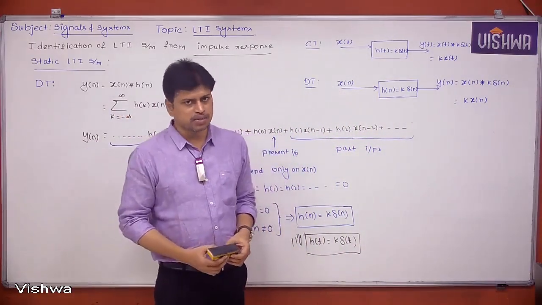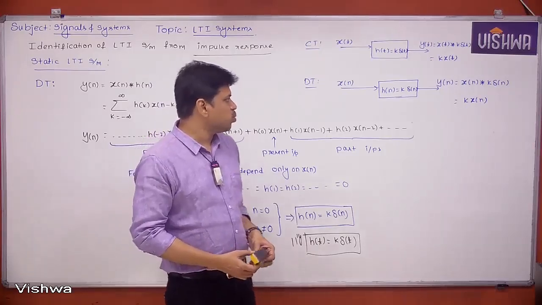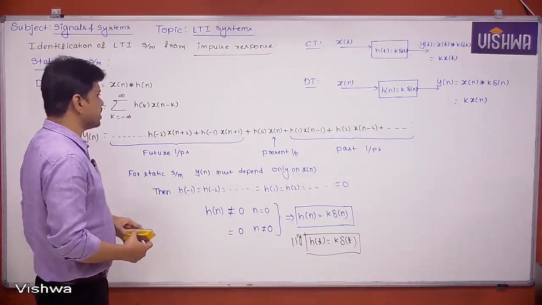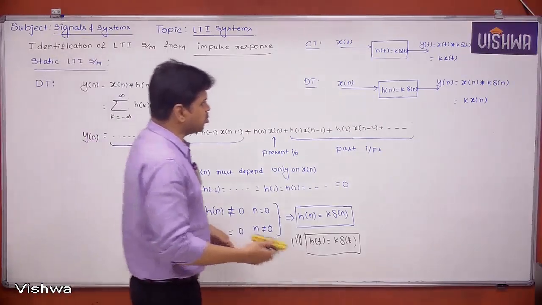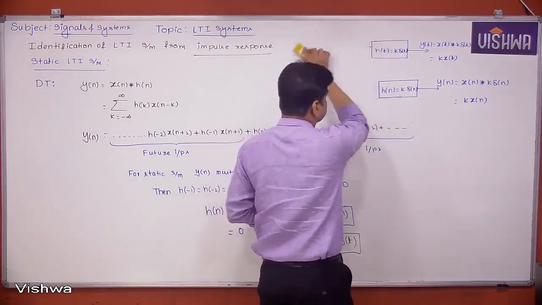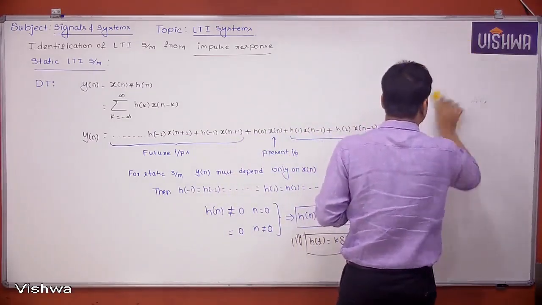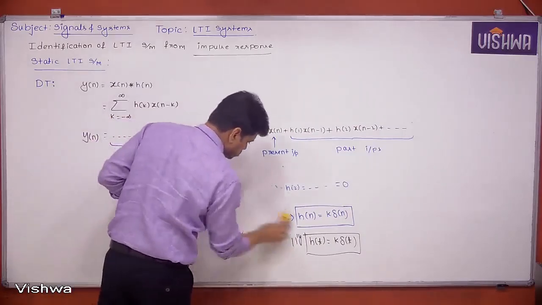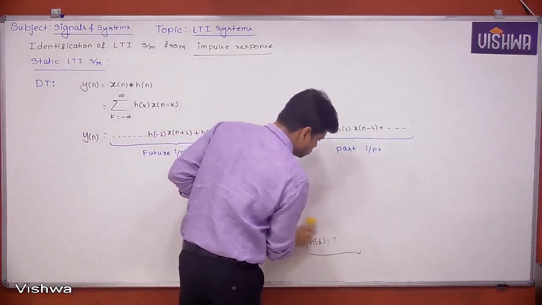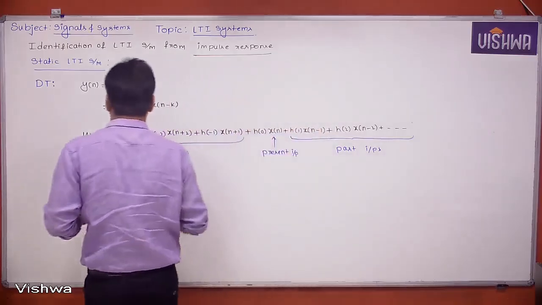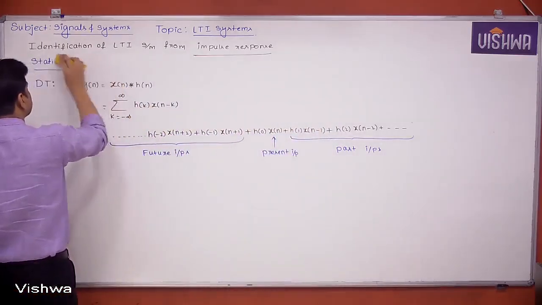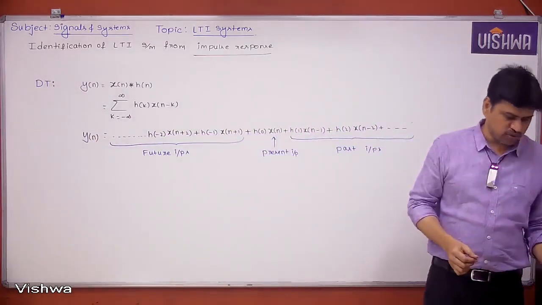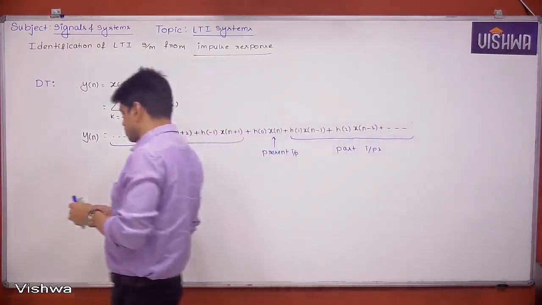Okay friends, welcome back. In the previous session, we have seen what is the condition on h of t and h of n if the system is a static LTI system. Let's see some more conditions. If a system is a causal LTI system, what is the condition on h of t or h of n? These things we have to see.